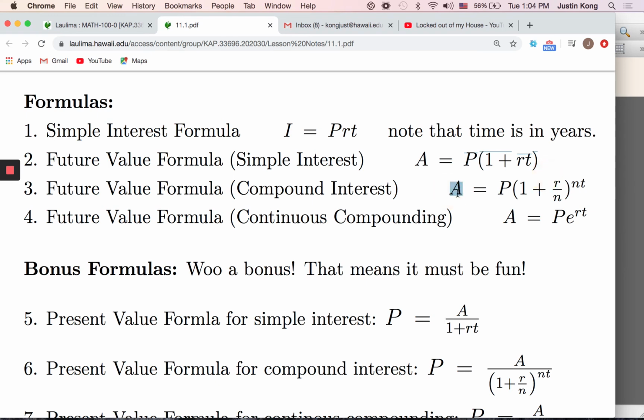Okay, so anyways, this is the future value. If you're talking about compound interest, it's P times 1 plus R over N, raised to the NT power. Remember, this R is rate as a decimal. This N is the number of compounds per year, and T is the number of years. Now, the more we compound, obviously, the more money you're going to end up with, right? Either paying or receiving. But there's sort of a limit to that.